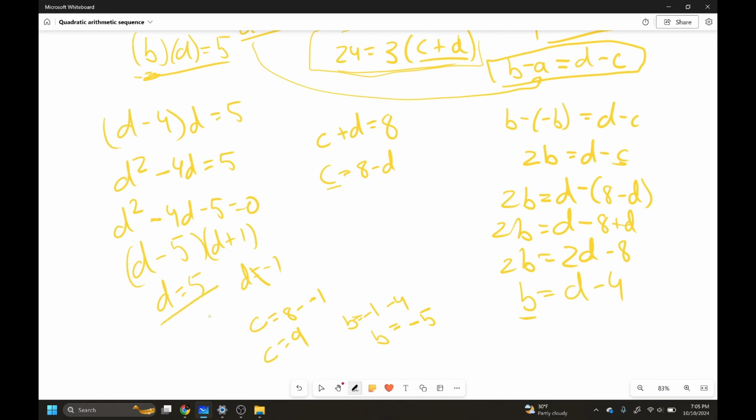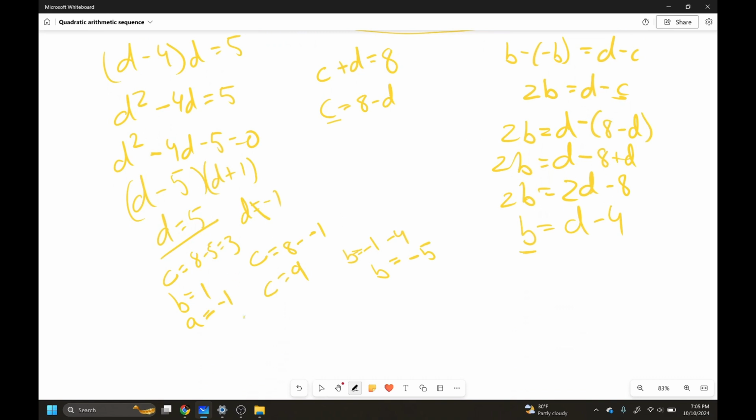So now let's try d is equal to 5. If d equals 5, then c is equal to 8 minus 5, which is 3. b is equal to 5 minus 4, which is 1. And a is equal to negative b, which is -1. And you can see this works, because our sequence becomes -1, 1, 3, and 5, which has a common difference of 2 each time. Okay, we are almost done with the question.